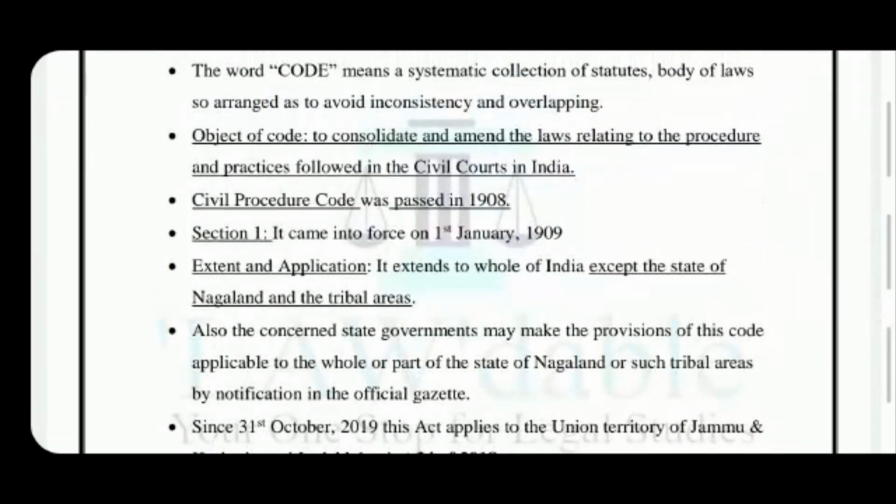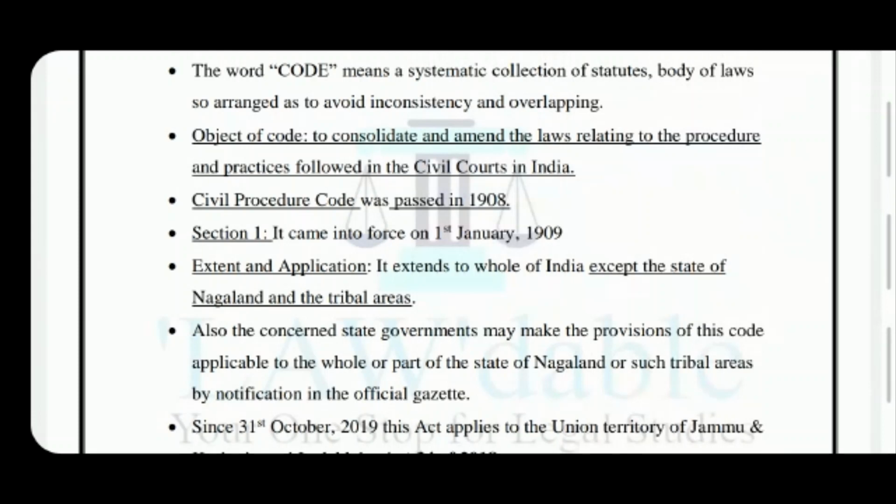Now, what is the object of the code? The object of the code is generally given at the start of the code or every act. So, the object of Civil Procedure Code is to consolidate and amend the laws relating to the procedures and practices followed in the civil courts in India. It is very important, so I repeat it, to consolidate and amend the laws. To bring together all the laws is to consolidate, and to amend all other laws which deal with civil cases.